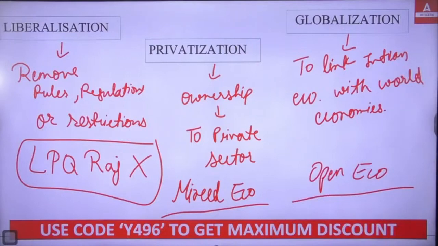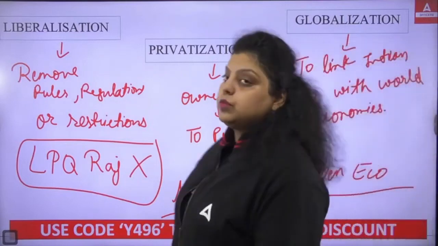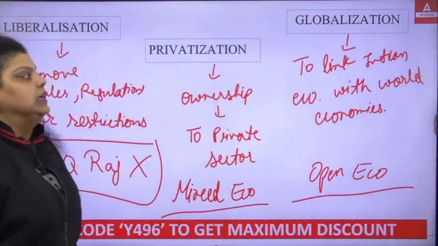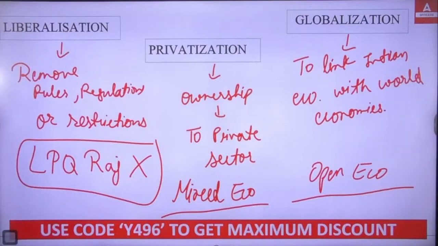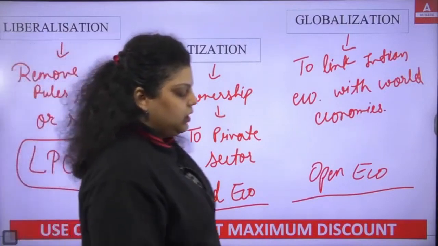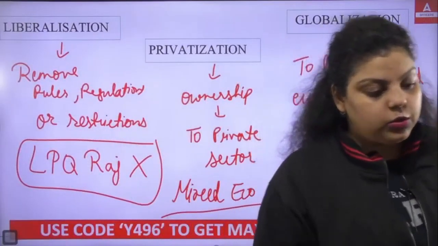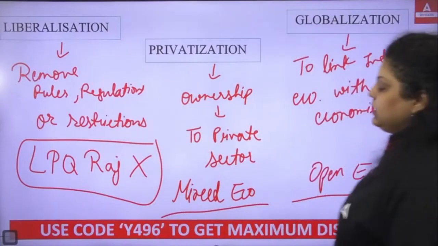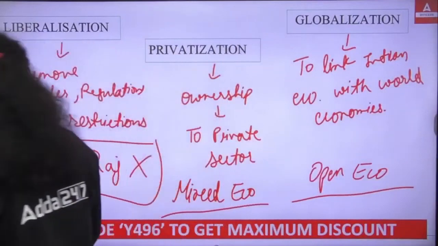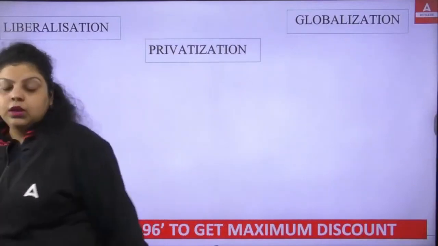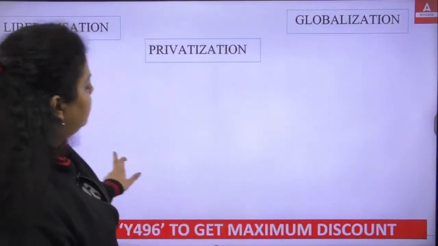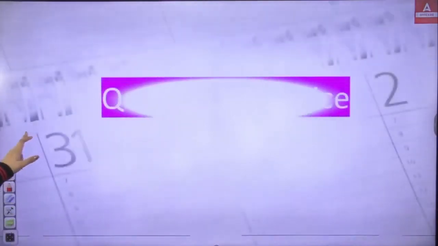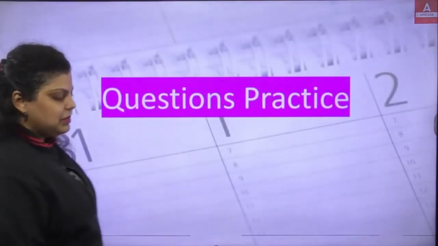So liberalization means removing rules, regulations, restrictions. Privatization means transferring ownership to the private company. Then globalization means to remove the hurdles and allow the country to do export and import, and we linked the Indian economy with the world economies, or we have increased the dependency or interaction in cross-border transactions. Okay, so this is the basic understanding of your economic reform that we have discussed.